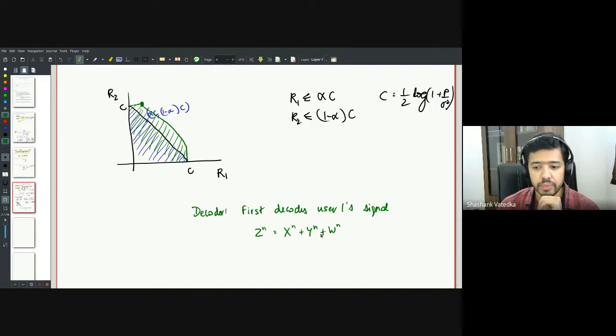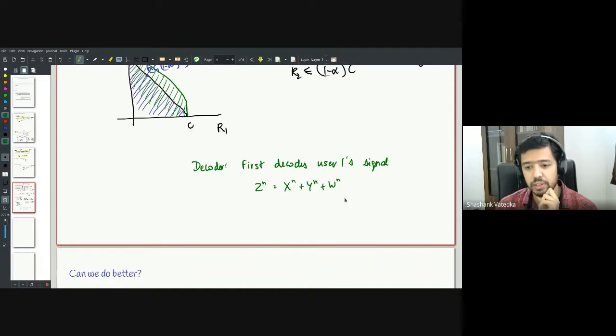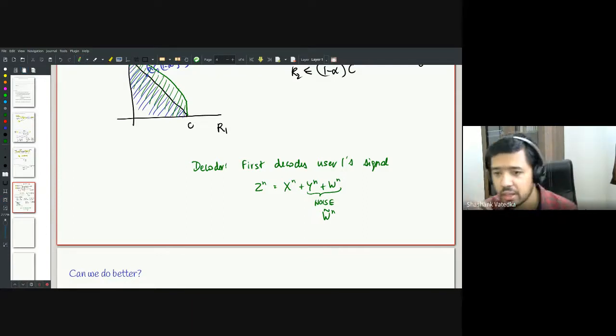In order to decode user 1 signal, the decoder will assume that this entire part is noise. Okay, so let's treat this as noise. Of course it's not Gaussian, but let's ignore that little fact for now. So you'll treat that entire part as noise, and you'll try to decode Xn. What is the maximum rate at which you can communicate? If I want to recover Xn from Xn plus, let me call this W tilde n, what is the capacity for this channel? Let's assume that W tilde n is Gaussian for now.